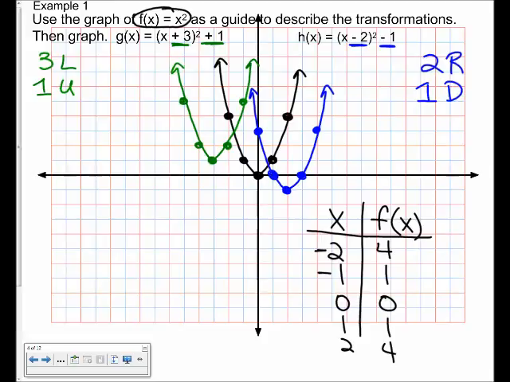So we did this, as I said, with absolute value functions, those v's, back in chapter 2. So this is the same idea, except we're using the quadratic function here, the parabola.